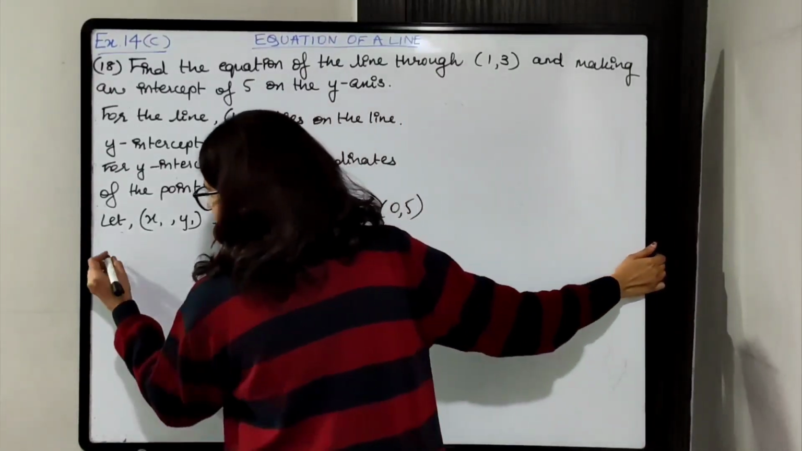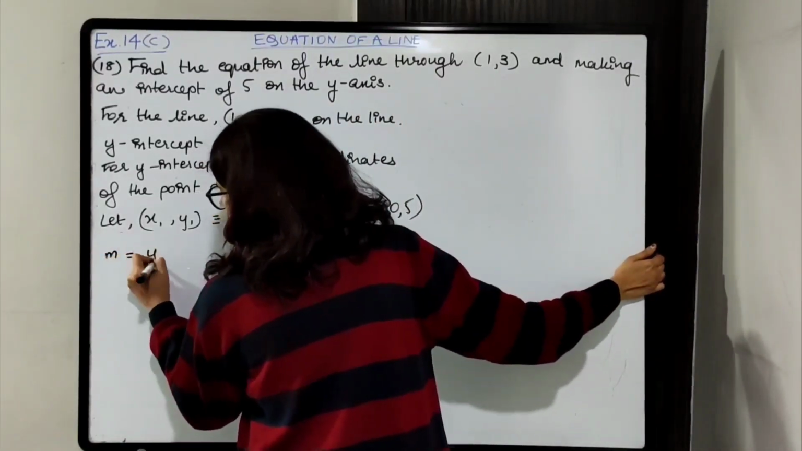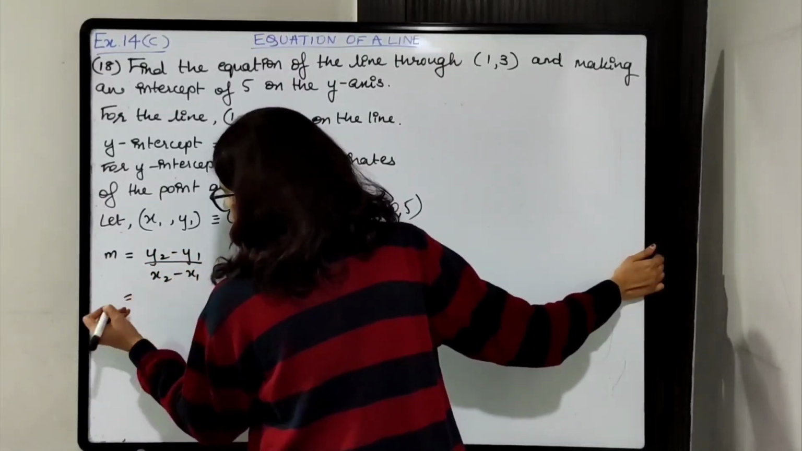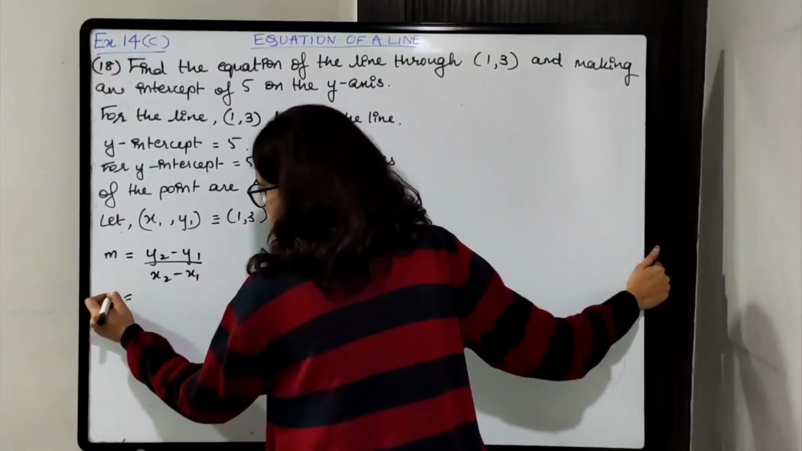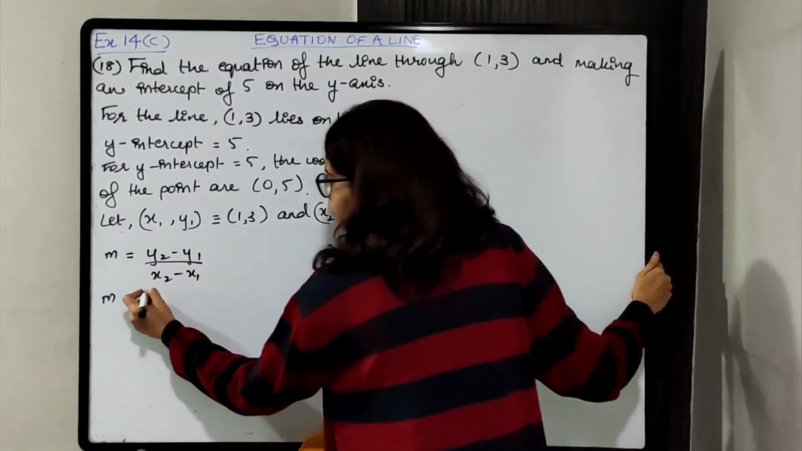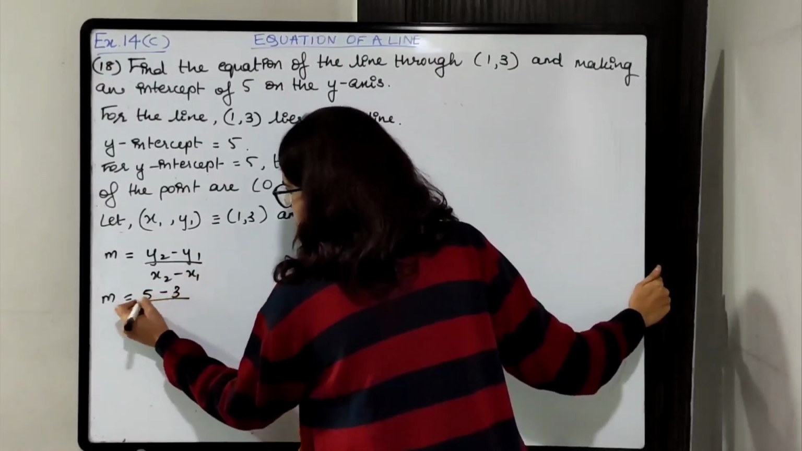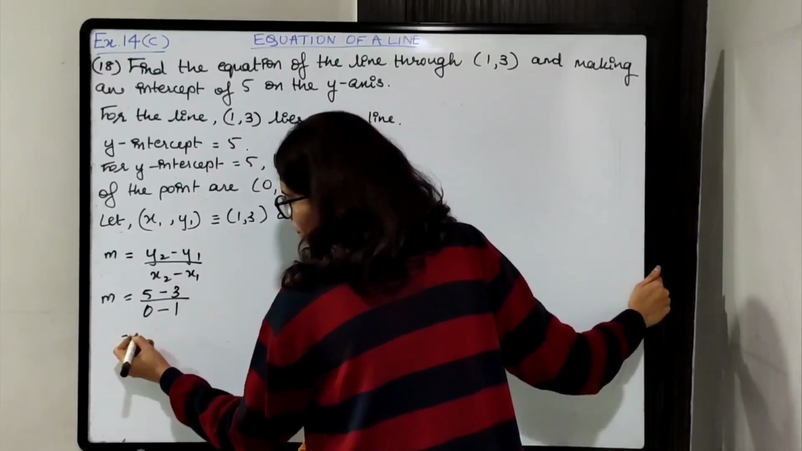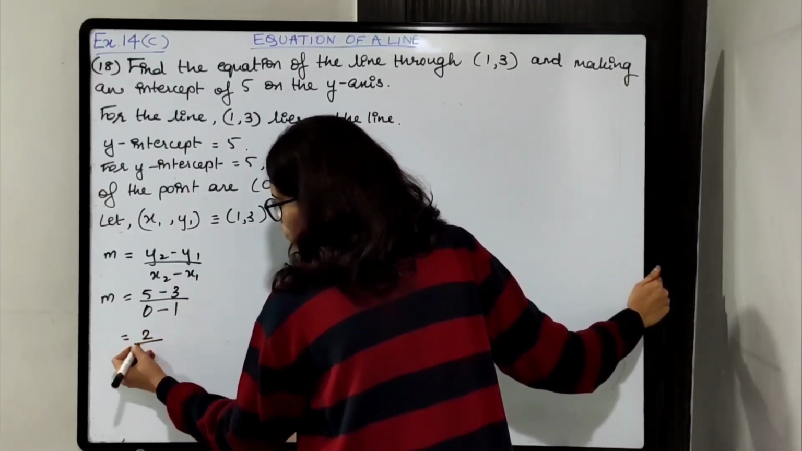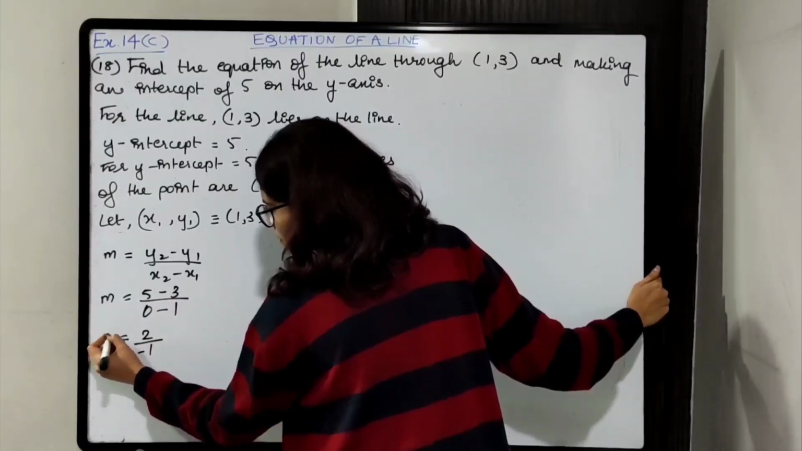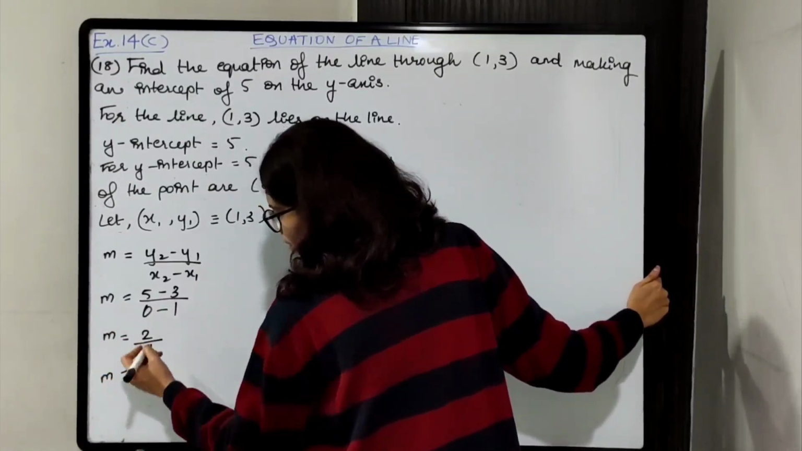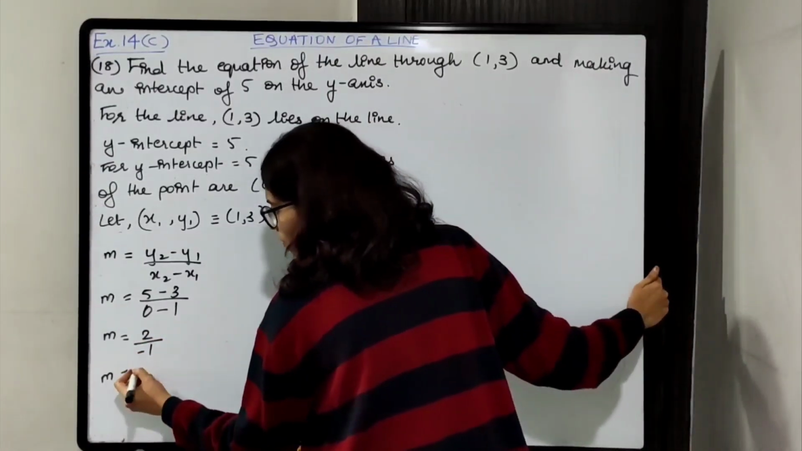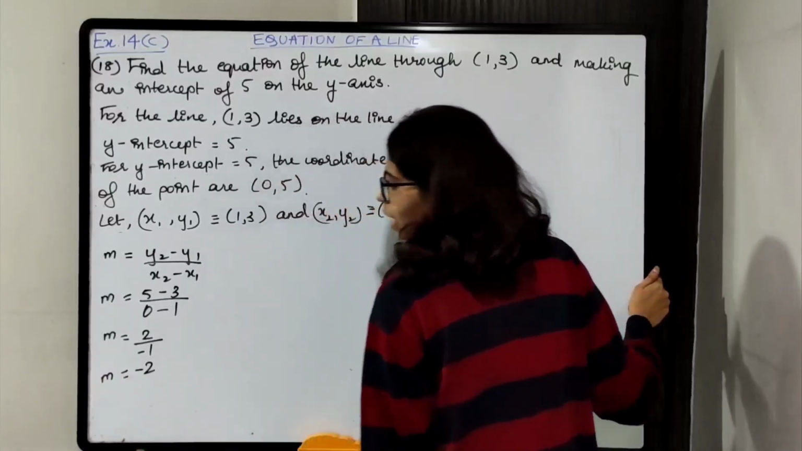So slope, that is m, we have to find out. It is y2 minus y1 upon x2 minus x1, or y1 minus y2 upon x1 minus x2. y2 is 5, y1 is 3, x2 is 0 and x1 is 1. 5 minus 3 is 2 and 0 minus 1 is minus 1. We never keep a minus sign in the denominator, bring it in the numerator. So minus 2 upon 1 is nothing but minus 2. So we got the value of m.